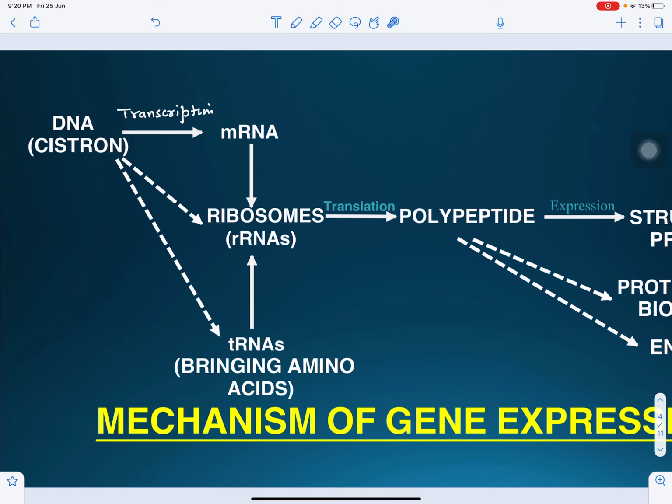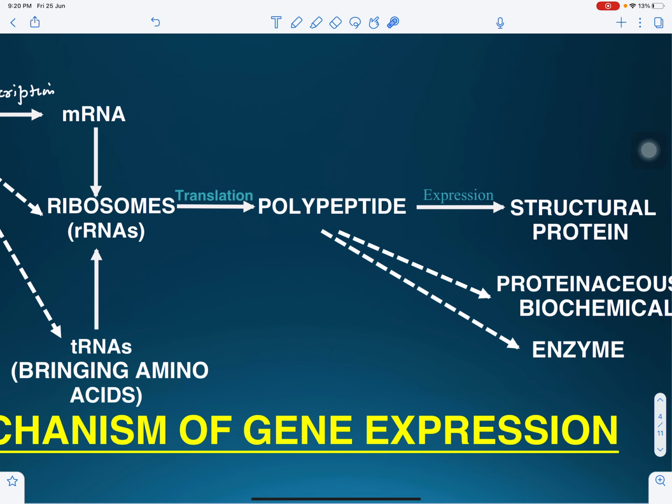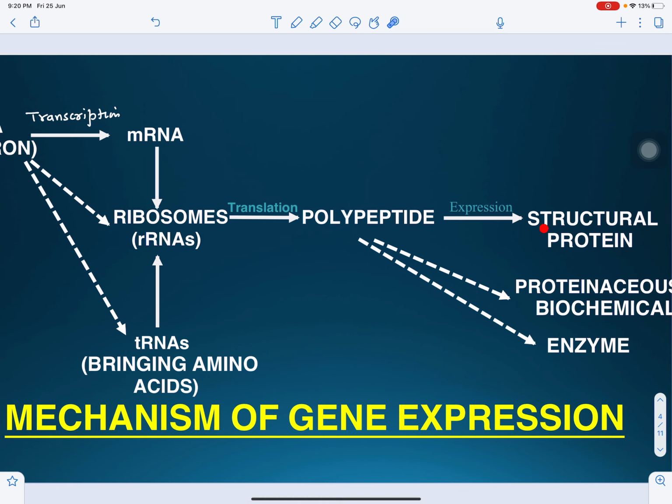Now this RNA, with the help of ribosomal RNA and transfer RNA, to learn about the structure of all the RNAs, you can again watch my video on RNA. So with the help of these three RNAs, this will form a polypeptide chain. This process is called translation. Now this polypeptide chain can express either in the form of structural protein or proteinaceous biochemical or enzyme.